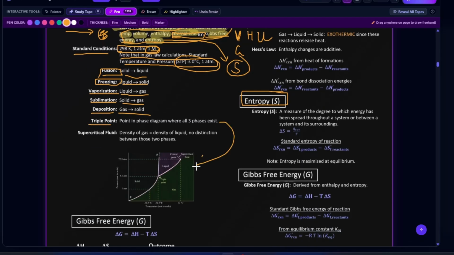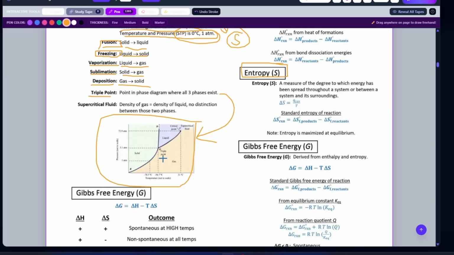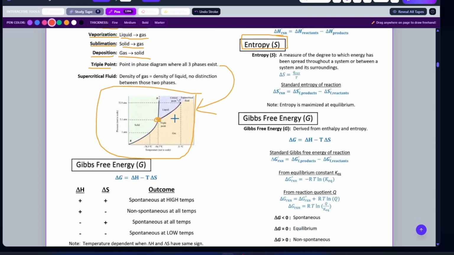And a triple point is on this phase diagram here. It's probably hard to see in dark mode, so I put it in light mode, and this is your triple point over here. The triple point is basically where all three phases exist.